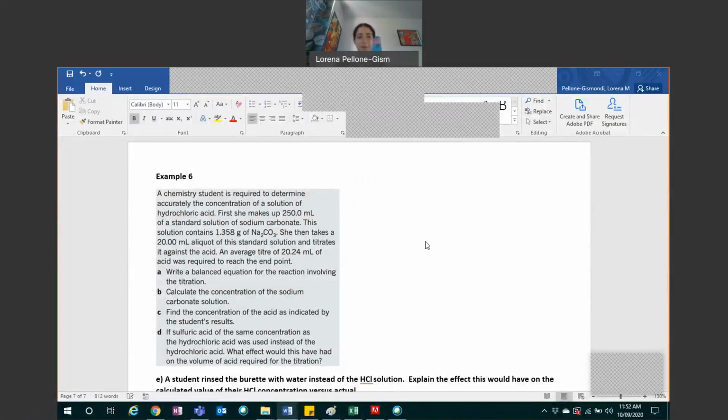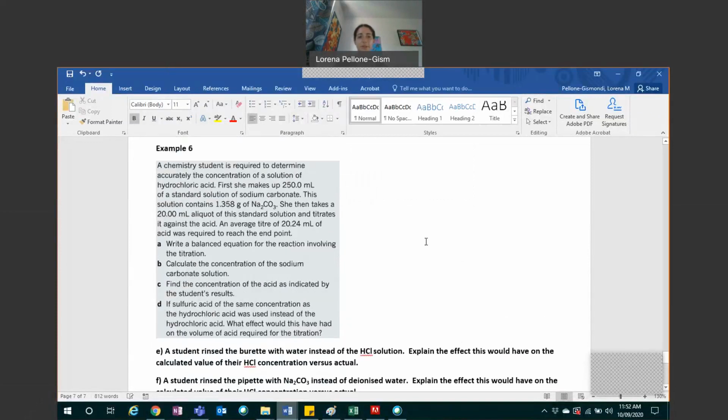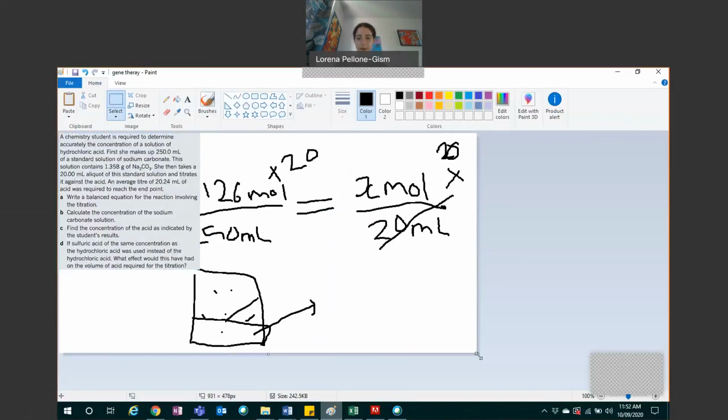Final example. A chemistry student is required to determine the concentration of a solution of hydrochloric acid. First, she makes up 250 ml of a standard solution. This solution contains 1.358 grams of sodium carbonate, 20 ml aliquot of this solution. Let's start drawing up a flow chart just to keep track of what is happening here.